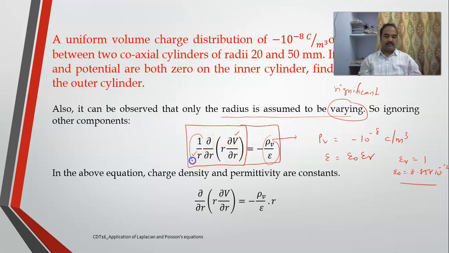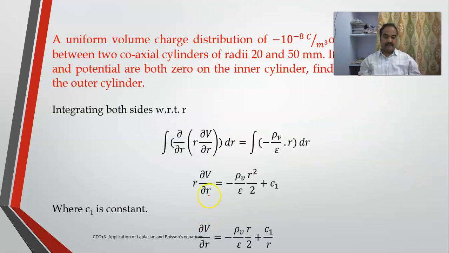First of all, I'll send this 1 by r to the other side, so it gets multiplied here. Now I'll integrate with respect to r. Integrating, this side leaves only r dou V by dou r, and since rho V by epsilon is constant, the integral of r is r square by 2, plus a constant c1, which will be helpful at later stages. So this is my new equation.